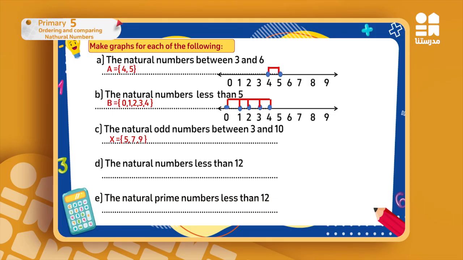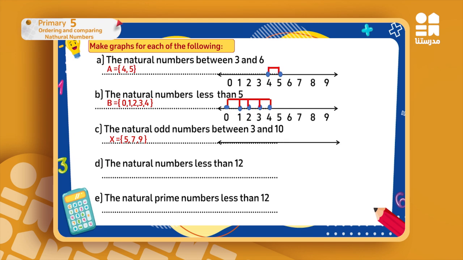Now letter C, the natural odd numbers between 3 and 10. Between 3 and 10, I don't take either 3 nor 10. Then the odd numbers between them, I have 5, I have 7, and I have 9. So this is my answer.